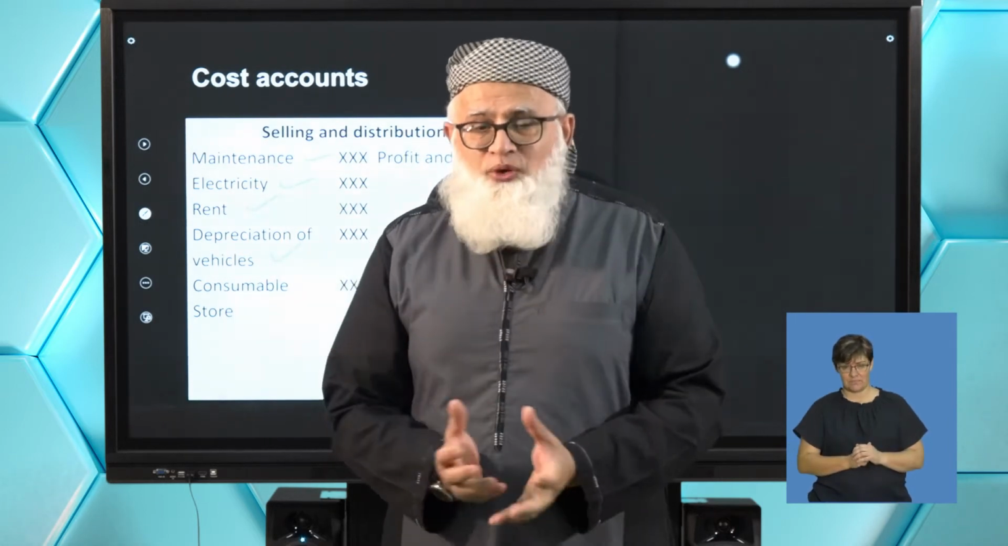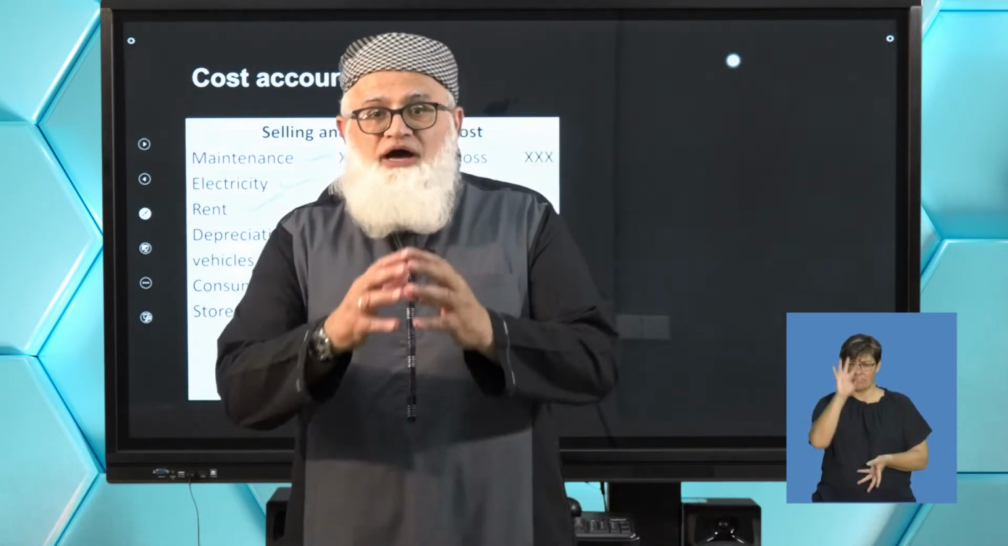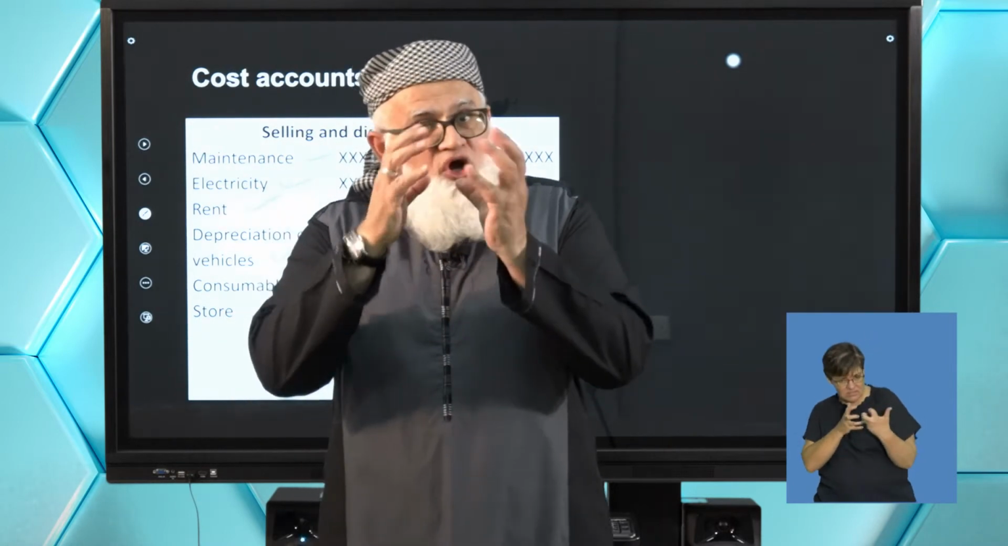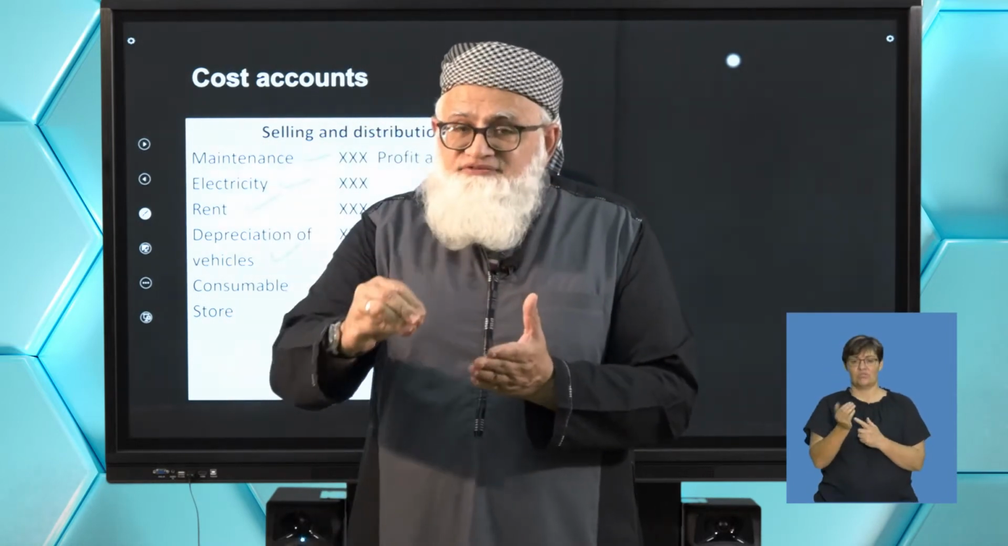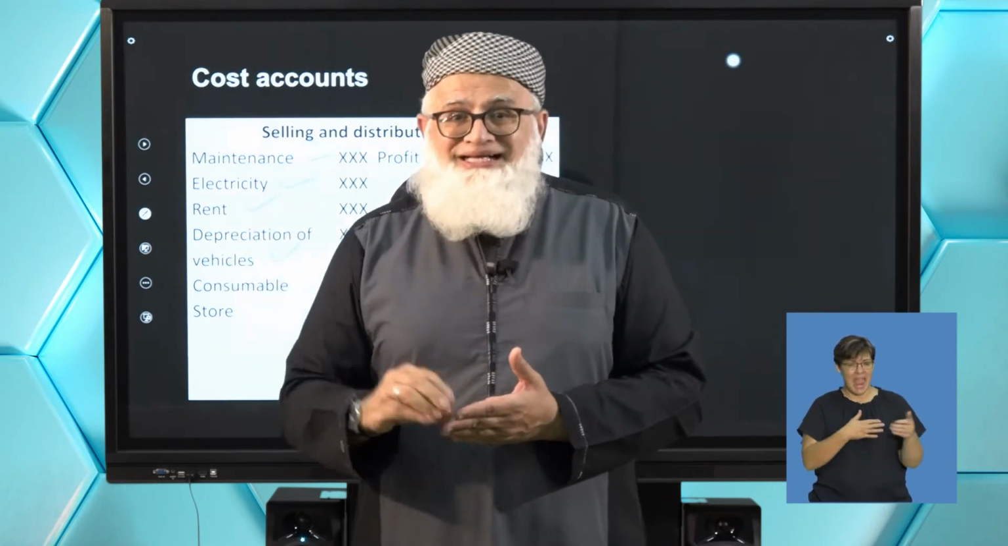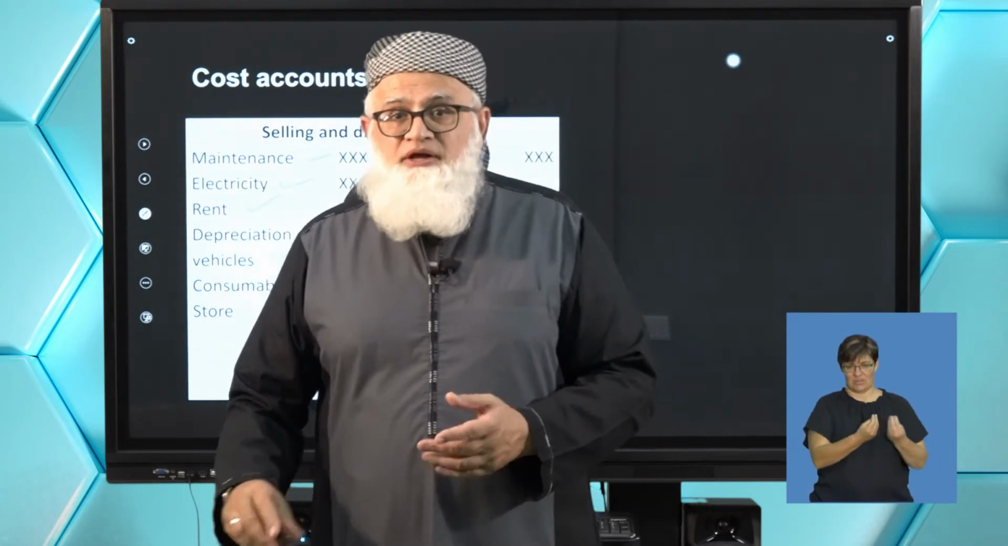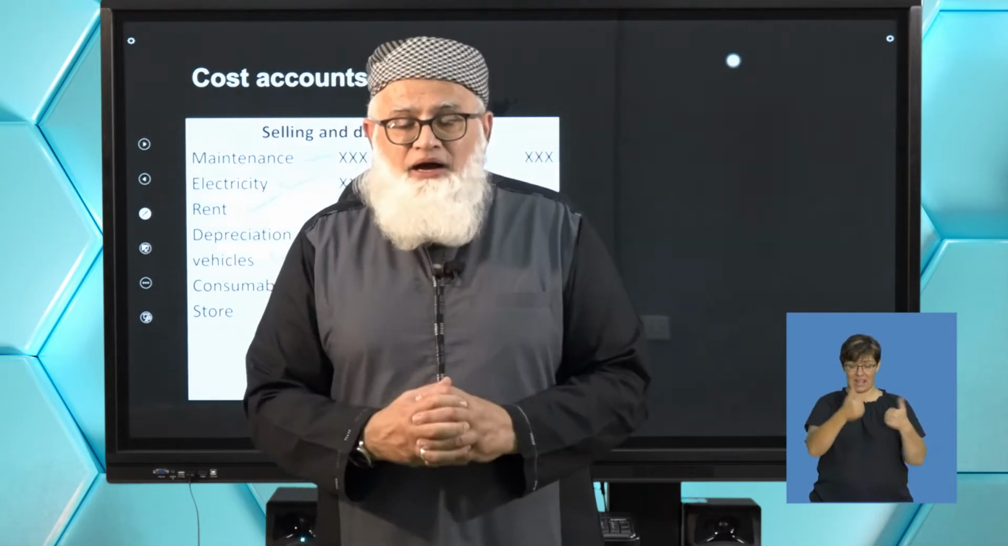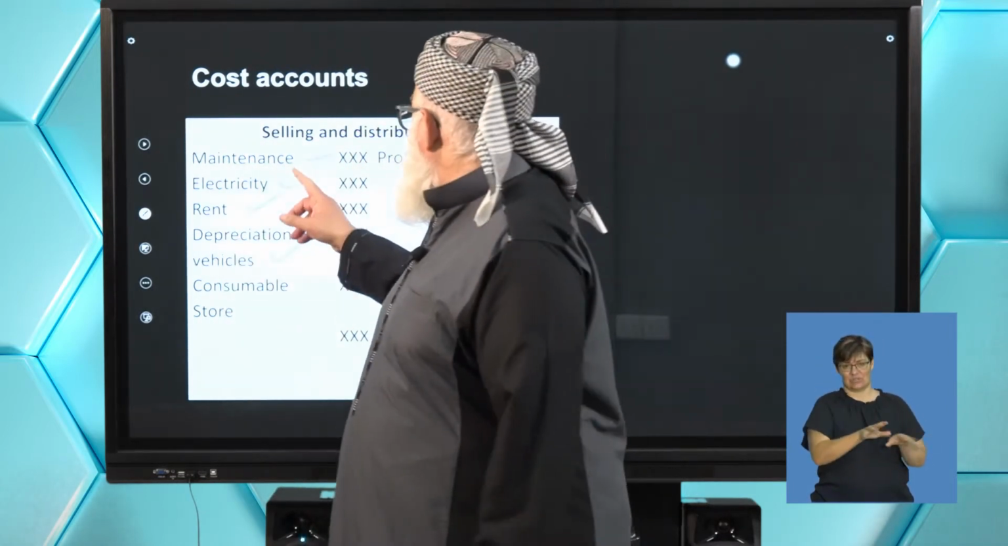So in this way, what have you done? You have accumulated all the costs that are relative to the selling and distribution, to the showroom, dealing with the selling of the item. You've collected them into one account, namely your selling and distribution.